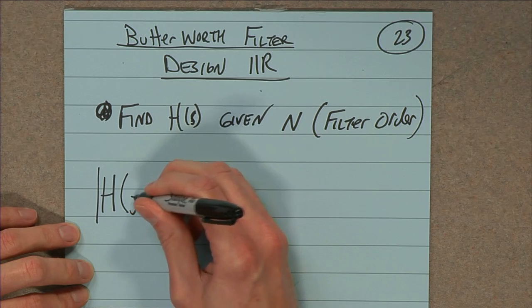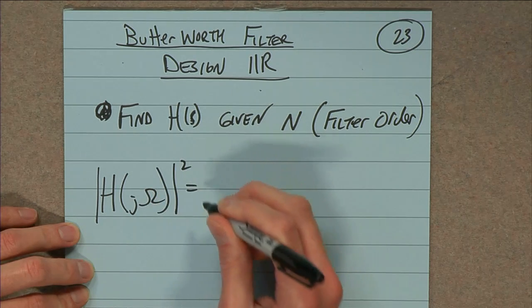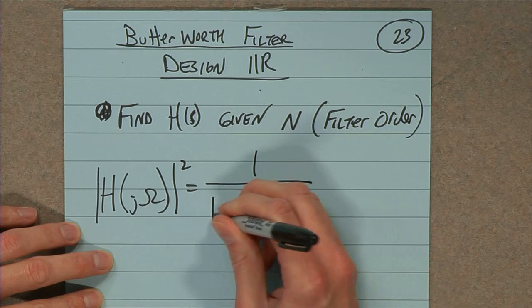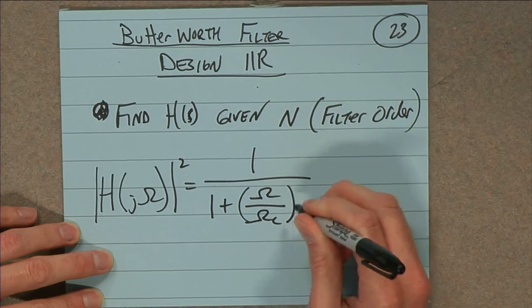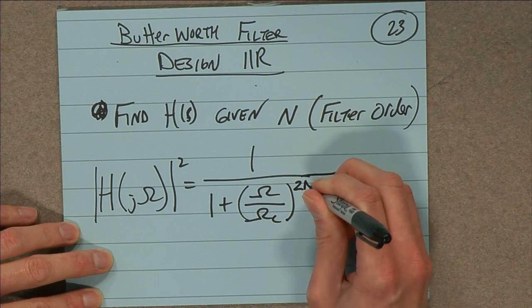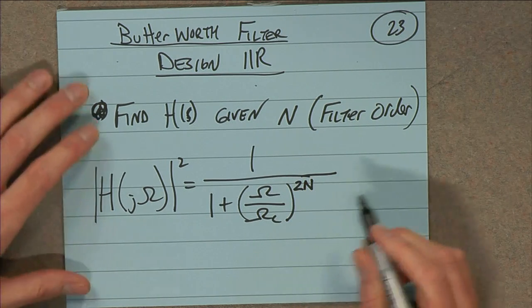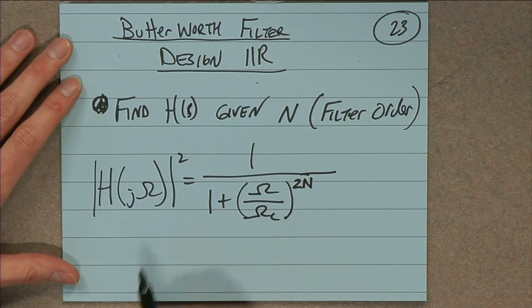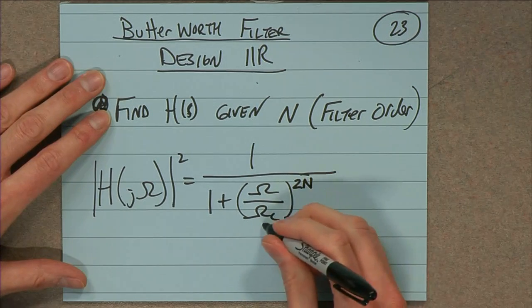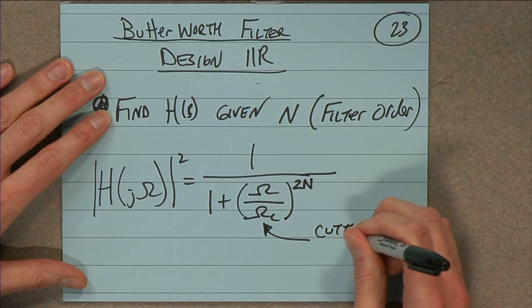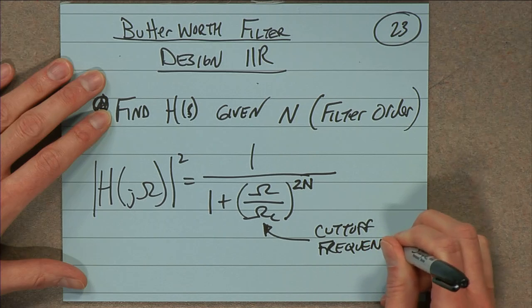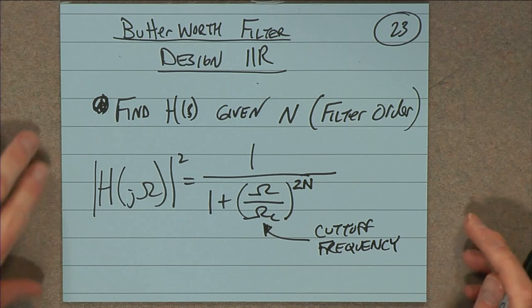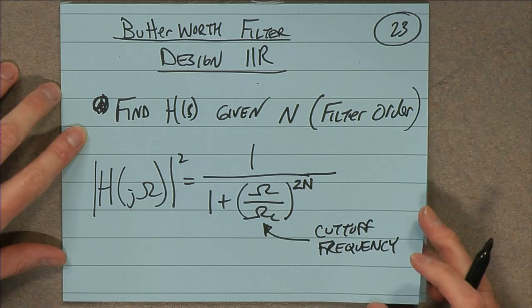And it has a very simple form for the magnitude response: 1 over 1 plus (omega over omega c), where omega c is your cutoff, all raised to the 2N. So that's the form of the magnitude squared response of the filter. Magnitude squared. And that is the cutoff frequency, so it's kind of like the end of the passband for these filters.